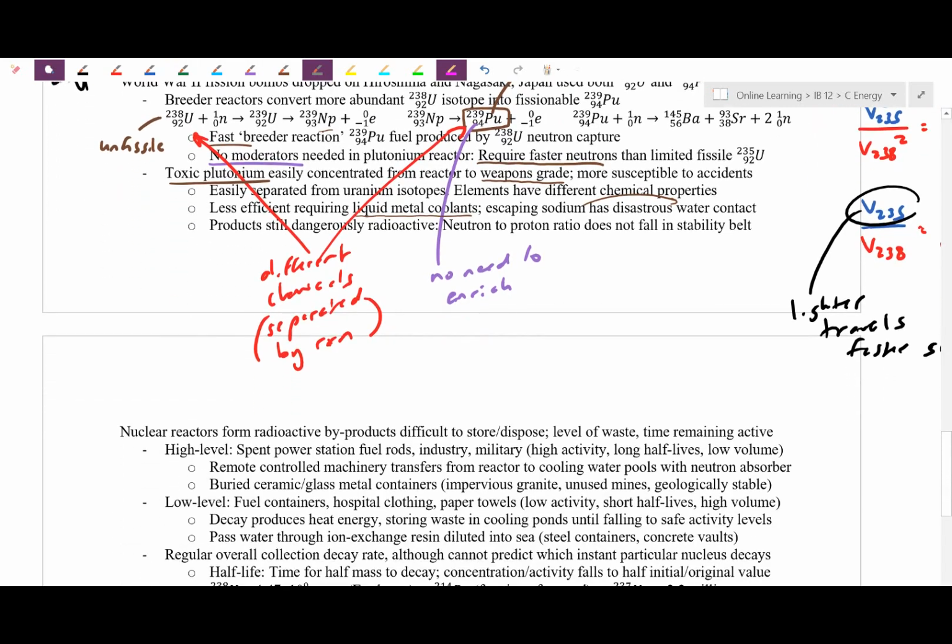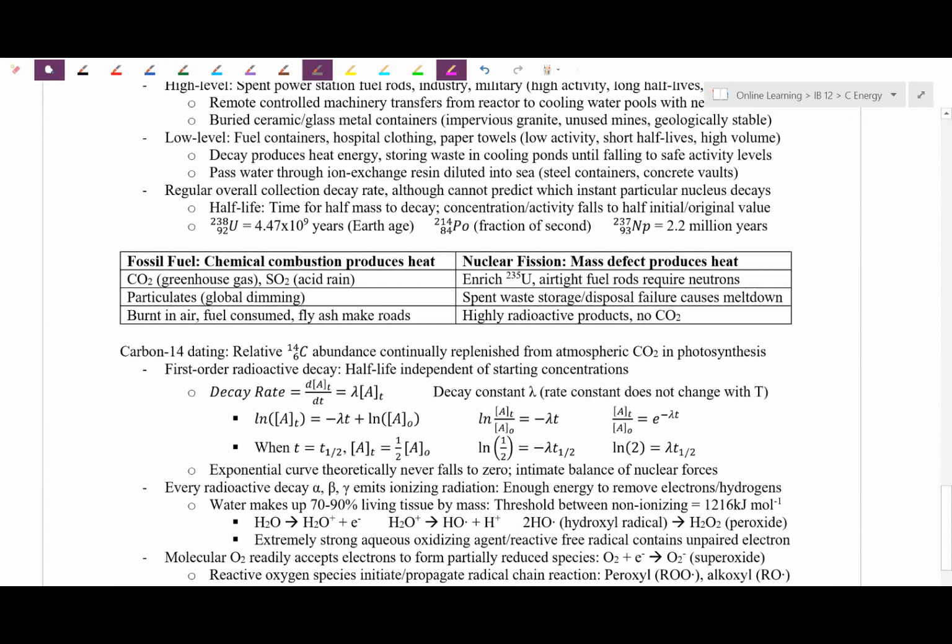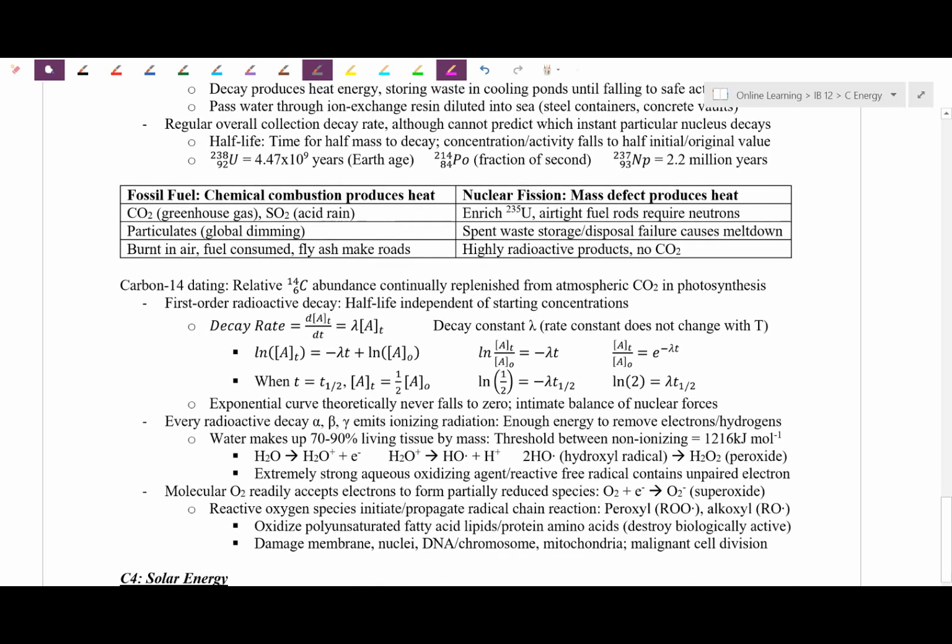We're going to talk about waste storage in the next lesson as well. I'm going to jump down a little bit to the next page. If you contrast the fuel sources that we talked about so far in this unit, we've been talking about fossil fuels, which are chemical stores of energy. We had the problem of it releasing carbon dioxide and SO2. Nuclear fission doesn't release those possible global warming gases. Unfortunately, though, those products tend to be radioactive.